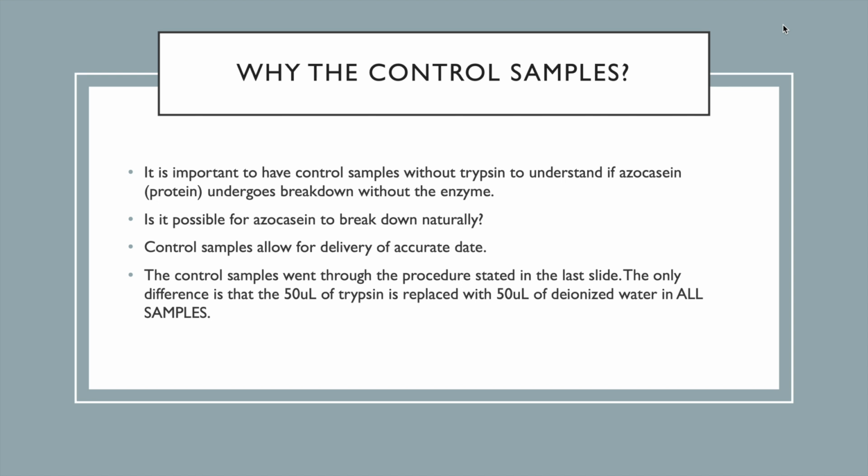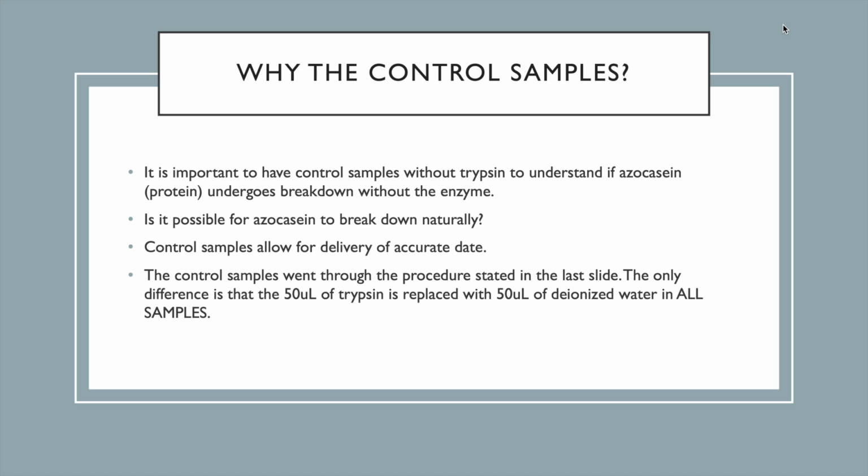It is important to have a control variable without the enzyme trypsin. Trypsin is an enzyme that breaks down dietary protein. In the case of this lab, the dietary protein will be azocasein. There are cases in which a protein will begin to break down without the assistance of an enzyme. It is critical to have a sample without trypsin because it shows the scientist if azocasein undergoes a breakdown without the presence of trypsin. It will allow the data to be more accurate because it will inform the scientist if the enzyme is the only factor in the breakdown of azocasein or not.